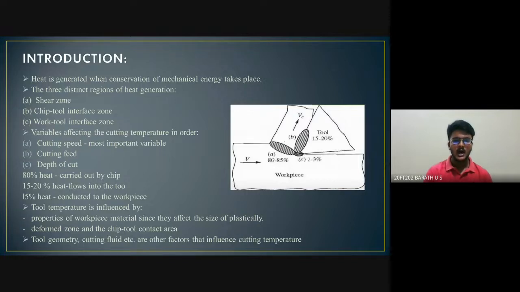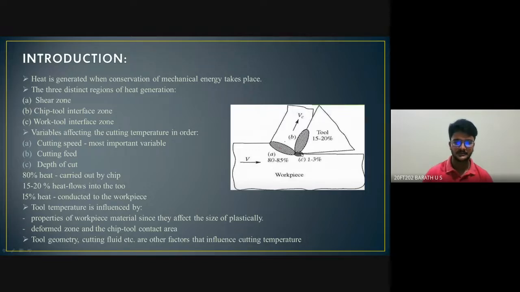In this image we can see A zone, B zone and C zone. Different zones are involved in the process. A zone is the shear zone, and B zone is the chip-tool interface zone. This is the chip and this is the tool, and at the interface between the chip and the tool some heat is generated. And the third, C, is the workpiece and tool interface, where a little heat is generated.